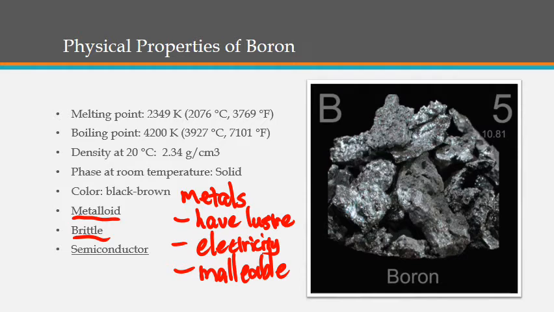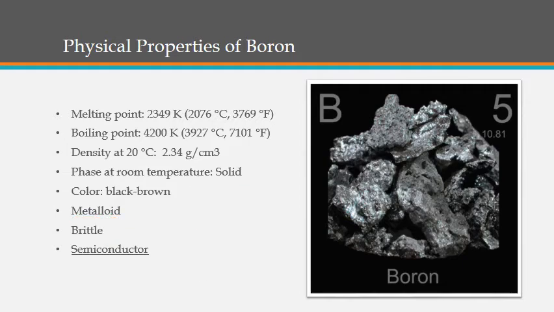Boron is also a semiconductor. What is a semiconductor? A semiconductor is a solid substance that has electric conductivity between that of an insulator and that of a conductor. These semiconductors are essential components of most electronic circuits. So basically, a semiconductor conducts electricity, but doesn't have as good a conductivity as a conductor.